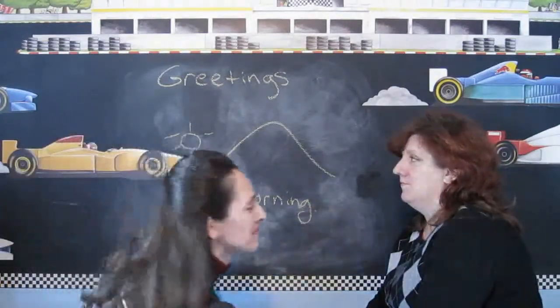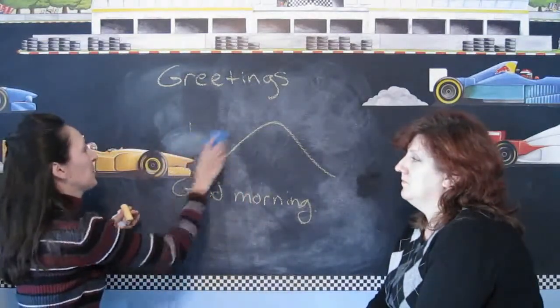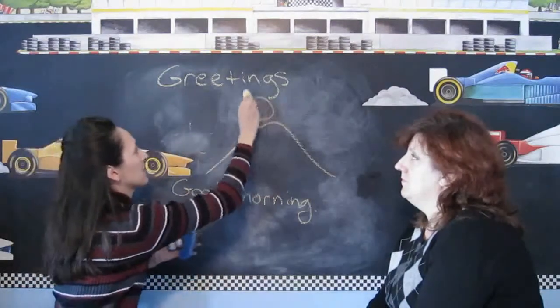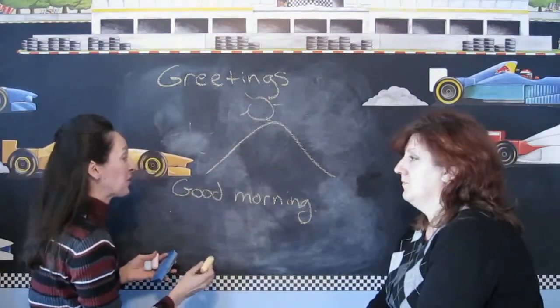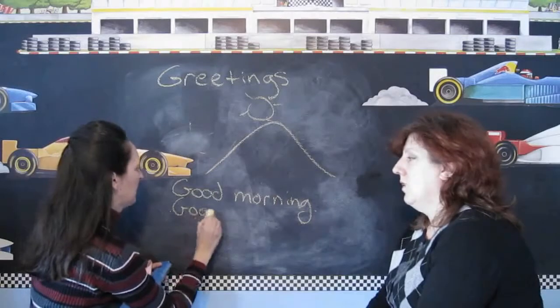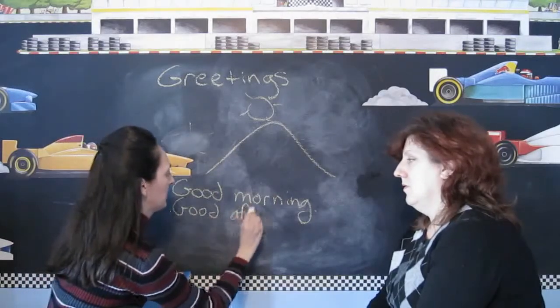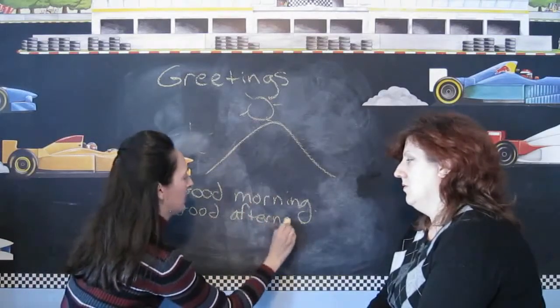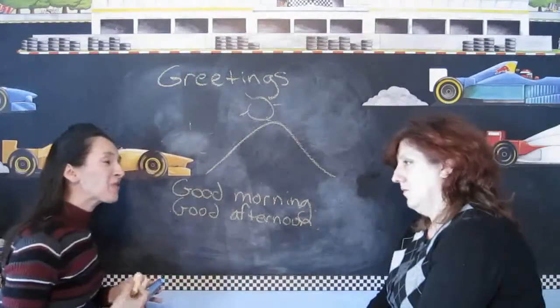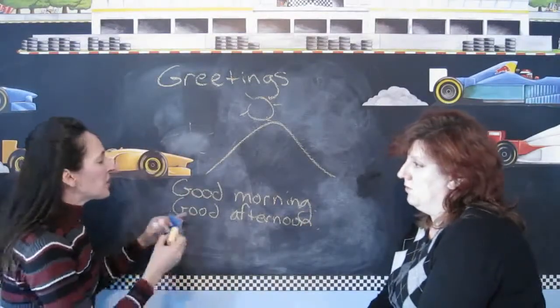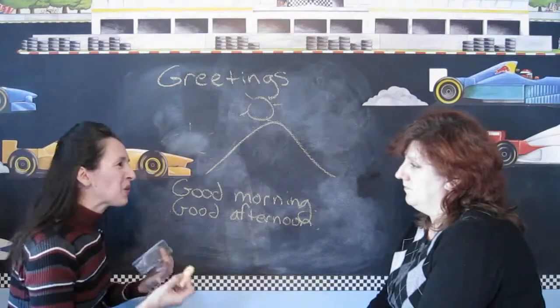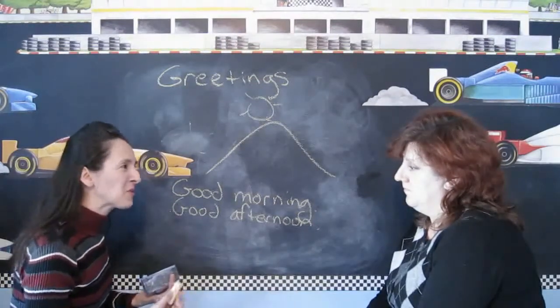Now, the sun goes up in the sky. There's the sun. And it's afternoon. Good afternoon. But with friends, we don't usually say, good afternoon, Natasha.